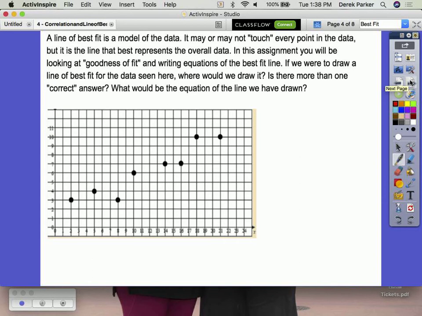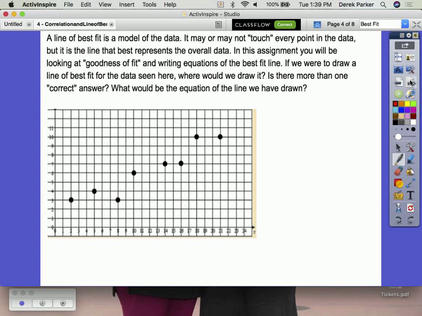The line of best fit is a model of the data. It may or may not touch every point in the line, but it is the line that best represents the overall data. In this assignment, you'll be looking at a goodness of fit and writing equations of the best fit line. If we were to draw a line of best fit for the data seen here, where would we draw it? Is there more than one correct answer? What would be the equation of the line we have drawn?